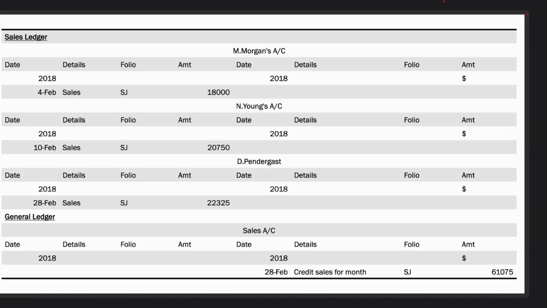Now the general ledger would have the opposite, so the credit entry for these transactions. So instead of singling out each sale, what we do is we just transfer the total credit sales to the general ledger. To be specific, the sales account in the general ledger, $61,075. All right, so I'm going to do an example with you for this.